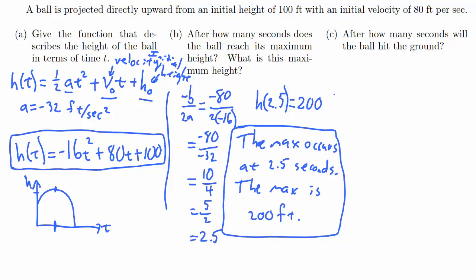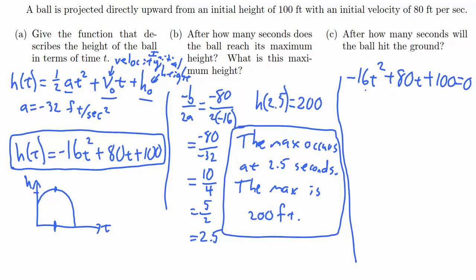Okay, so let's look at C now. C says, after how many seconds will the ball hit the ground? Now remember that the height of the ground is 0. So what we have is negative 16t squared plus 80t plus 100 equals 0. And we want to solve this, and you can solve this any way that you can.